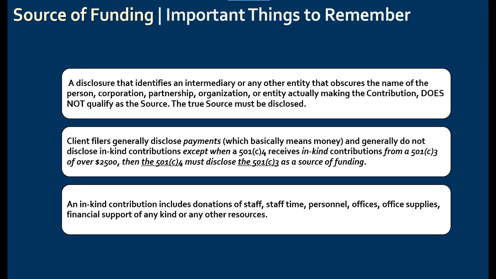Client filers generally disclose payments, which basically means money, and generally do not disclose in-kind contributions except when a 501c4 receives an in-kind contribution from a 501c3 of over $2,500. Then the 501c4 must disclose the 501c3 as a source of funding. An in-kind contribution includes donations of staff, staff time, personnel, offices, office supplies, and financial support of any kind or any other resources.